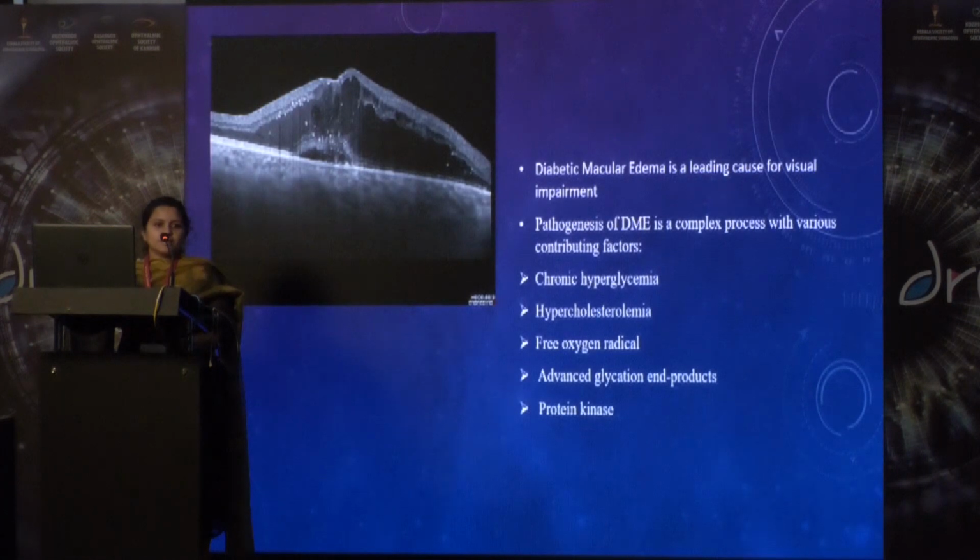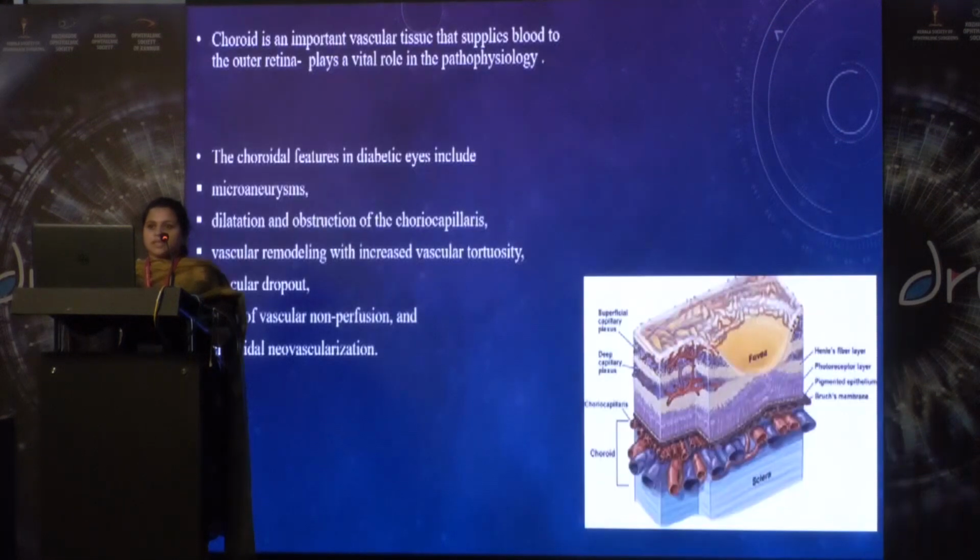Diabetic macular edema is a leading cause of global visual impairment, and its pathogenesis is evoked by various inflammatory and vascular changes in the posterior segment. Choroid, as we know, is the vascular coat of the posterior segment, and a part of the macula is entirely dependent on choroid for its nutrition. Thus comes the importance of choroid in diabetic macular edema.